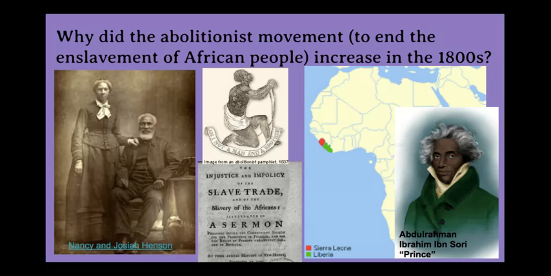All of these things led to a lot of publicity for the humanity of African people, African descended people, Black people, people who were freed from slavery, people who escaped from slavery. Why did this movement expand and increase in the 1800s? All of these stories are part of the picture.